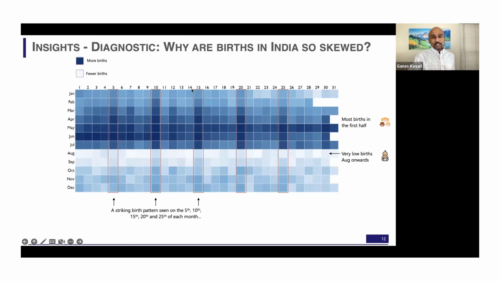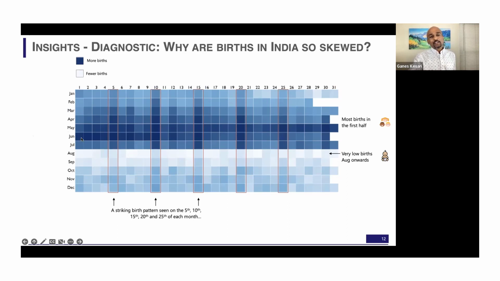So we started seeing a few patterns. If you look at the 5th, 10th, or 15th, the round number dates, there is a striking birth pattern where the high number of births on these dates, it's unmissable. And statistics says that when you notice patterns like this, there is an external influence. It cannot be natural random data. So we knew that something was happening behind the scenes. And then when we investigated further, we found out that this is actually related to the school system.